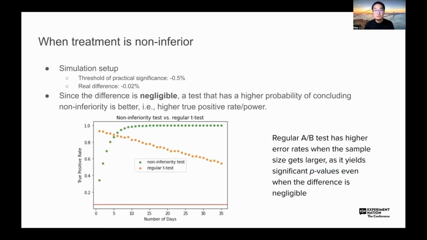Let's compare the two types of tests in another simulation study. In this simulation study, we know the treatment is indeed non-inferior. And again, in this plot, the x-axis indicates the number of days we run the experiment. But the y-axis in this case shows the true positive rate, i.e. the power. For regular A/B test, the longer we run the experiment, the lower the power. This is because when we run the regular A/B test for a really long time, it tends to get statistically significant due to a practically non-significant difference. On the other hand, for the non-inferiority test, the longer we run the test, the higher the power. It aligns with our expectation for the power of a typical test.